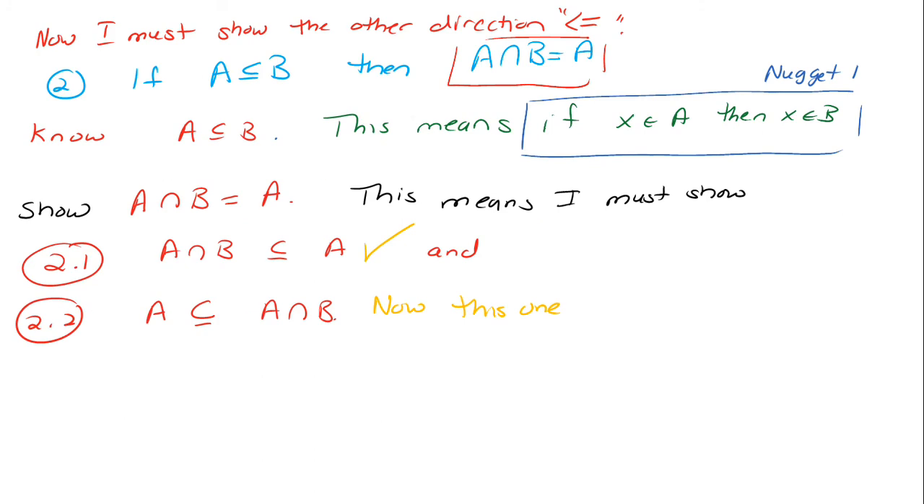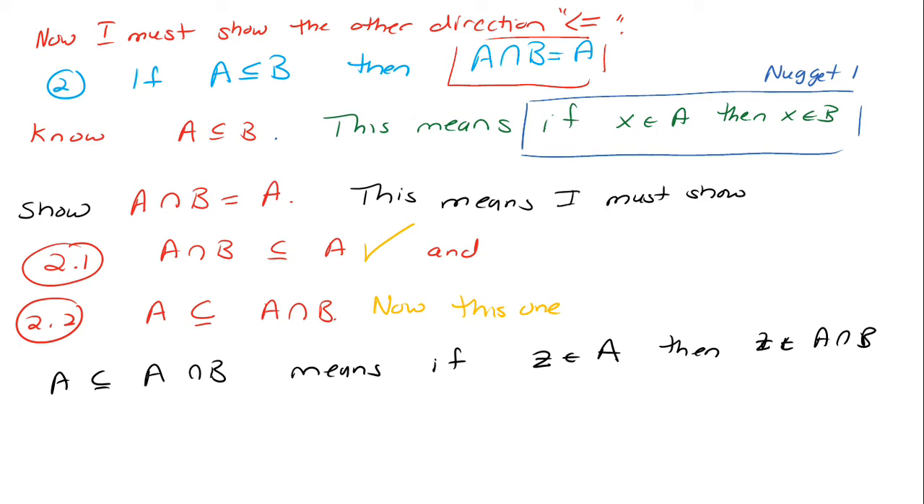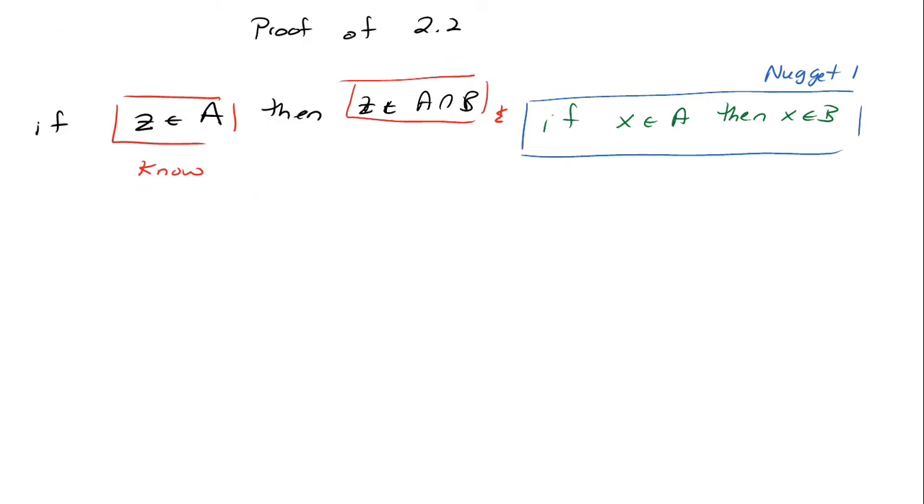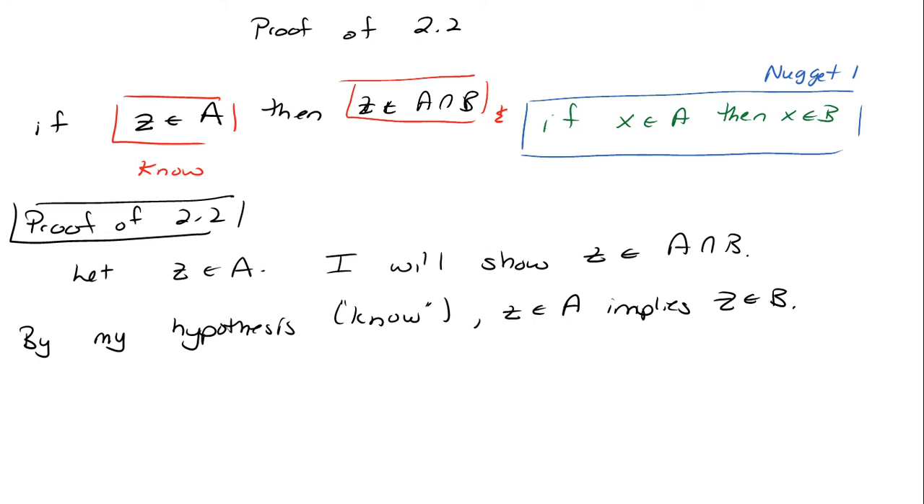So now I got 2.1 done. Now we got to go to 2.2. A contained in A intersect B means that if Z belongs to A, then Z belongs to A intersect B. I've got a new know and new show. So if Z belongs to A, then Z belongs to A intersect B is what I'm supposed to show. I still have my nugget 1 up there that I can use. So I start out with Z in A. I'm going to show Z belongs to A intersect B.